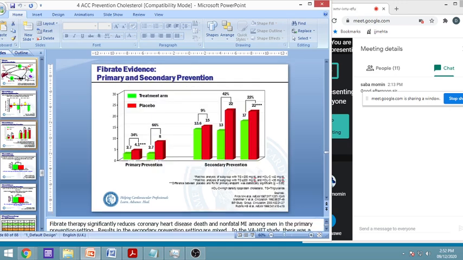Then fibrate evidences, primary and secondary prevention. If we plot the graph versus primary and secondary interventions, we can see that there is a reduction in the rate, around 9%, 42%, 22% in secondary prevention, and it is quite big, it is very good. Similarly, it is also there in primary prevention, when fibrate is added.